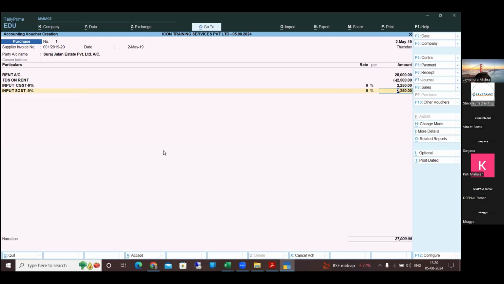See once again, if you do the proper configuration, let it be GST or TDS, the system will automatically calculate your GST amount and TDS amount. Only you have to do the proper configuration. You don't have to work out how much GST or TDS should be deducted. You just specify the rate, and the system will deduct the TDS, provided your configuration is proper.